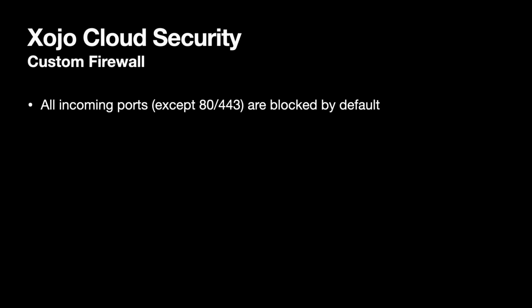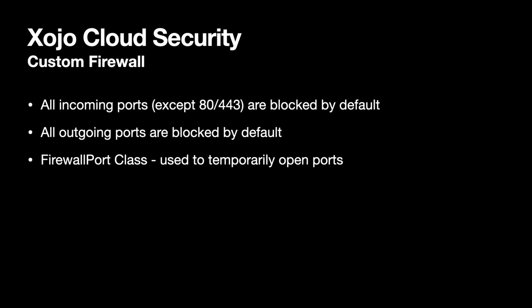Now, one of the big features of Xojo Cloud is security, and there are 3 security layers to Xojo Cloud. The first one is a custom firewall. Now, this is not just a regular firewall. This is one that we had written specifically for Xojo Cloud. Now, it does some of the things you expect from a firewall. All the incoming ports are blocked by default, except for 80 and 443. Those are for HTTP and HTTPS. All of the outgoing ports are blocked by default. And if you want to have ports open under certain circumstances, built into the framework is a firewall port class.